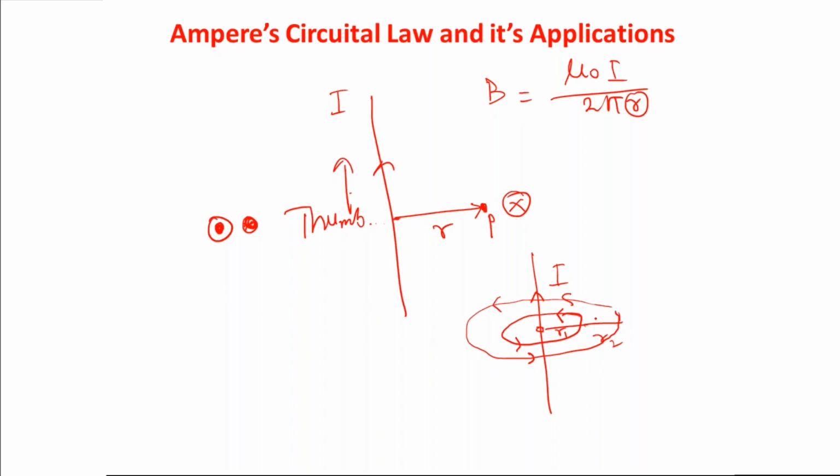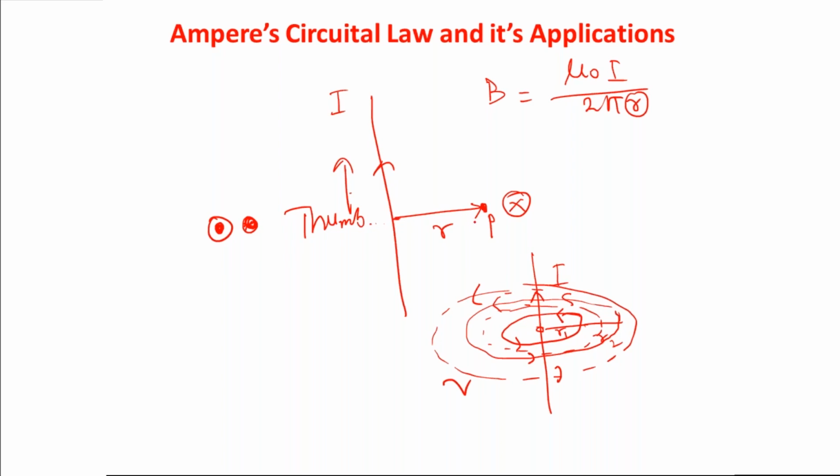So this is how the magnetic field lines will be: actually they will be kind of concentric circles around the wire, concentric circles like this. And the direction will be given by the right-hand thumb rule.